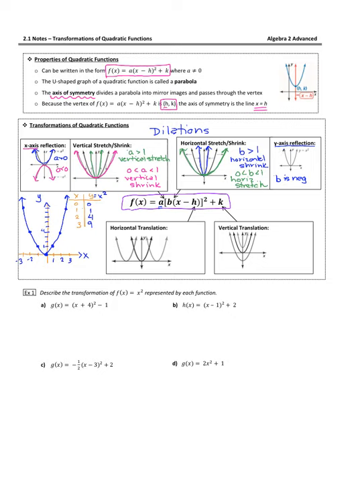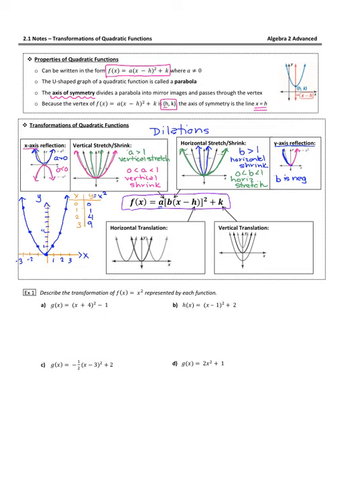Because the parent function already has symmetry here, you're not going to actually see this. So all of these points would reflect over to the pink points, and all the pink points would reflect over the blue points. But since there's already symmetry there, you wouldn't really see it. Okay, so those are the dilations.